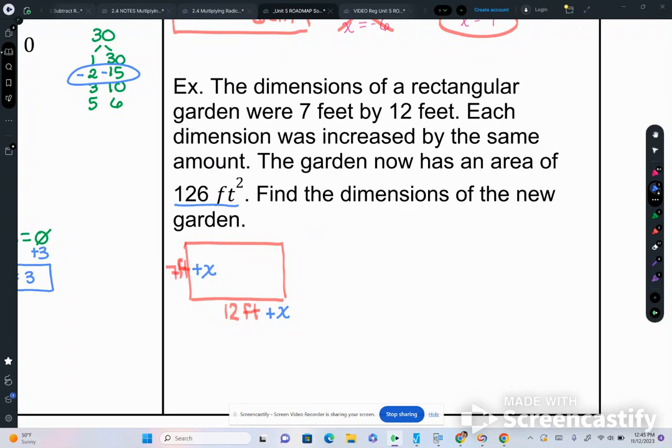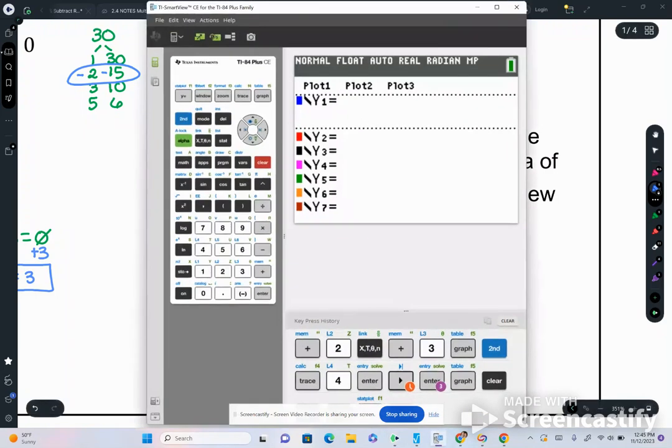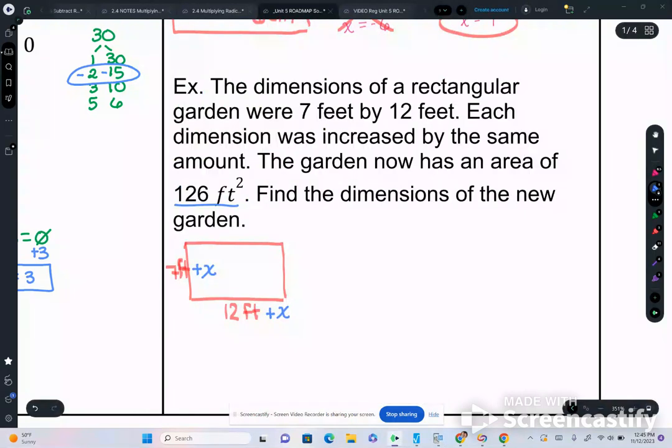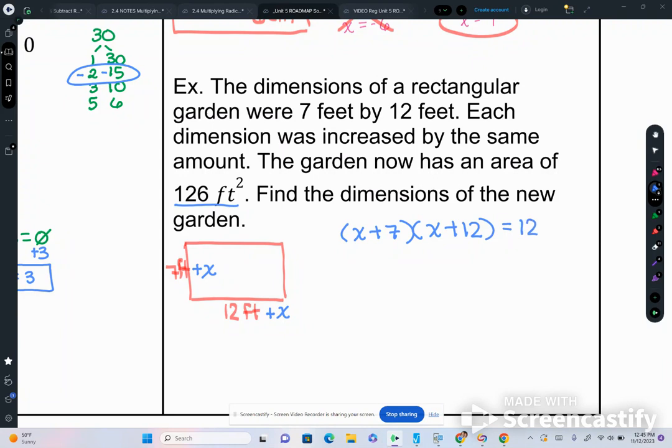And remember, area is length times width. So we know that we've got one side, which is x plus 7. Our other side is x plus 12. And we know that when we multiply them together, that's equal to the area of 126.